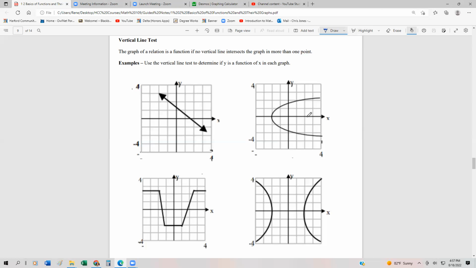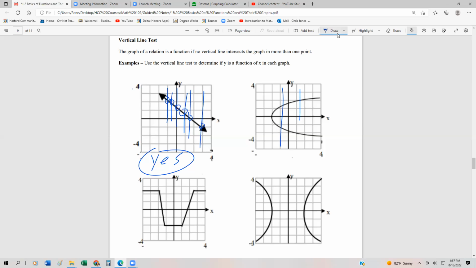So let's take a look at four graphs and determine whether or not the graphs represent a function. We're going to use the vertical line test. This is actually really easy. We draw a whole bunch of vertical lines, and we notice that for this relation, all the vertical lines intersect at exactly one point. So for this first graph, we would say yes, it is a function.